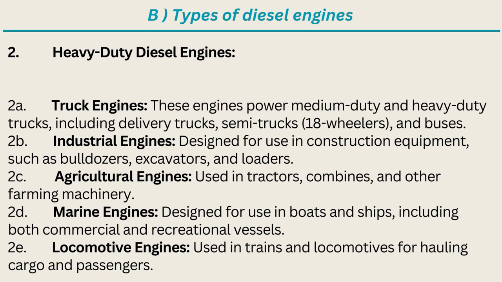2C. Agricultural engines, used in tractors, combines, and other farming machinery. 2D. Marine engines, designed for use in boats and ships, including both commercial and recreational vessels. 2E. Locomotive engines, used in trains and locomotives for hauling cargo and passengers.